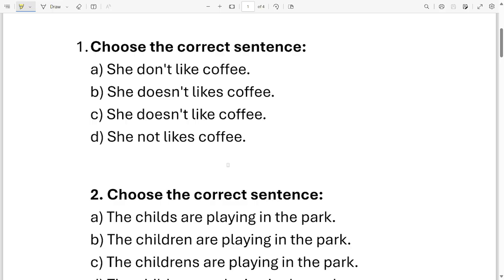Now choose the correct sentence out of these 4 options. Which sentence is grammatically correct? Is it option A? Is it B? Is it C? Or is it D? Which one is it?